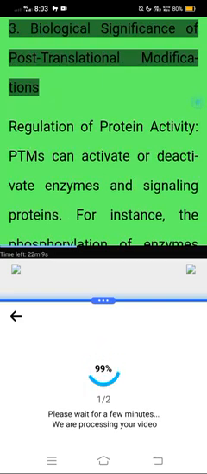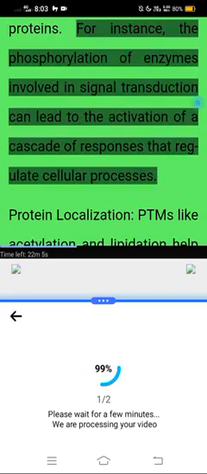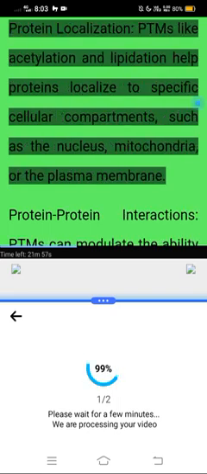3. Biological significance of post-translational modifications. Regulation of protein activity. PTMs can activate or deactivate enzymes and signaling proteins. For instance, the phosphorylation of enzymes involved in signal transduction can lead to the activation of a cascade of responses that regulate cellular processes. Protein localization. PTMs like acetylation and lipidation help proteins localize to specific cellular compartments, such as the nucleus, mitochondria, or the plasma membrane.